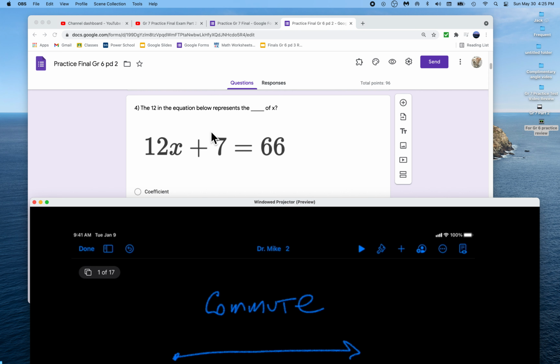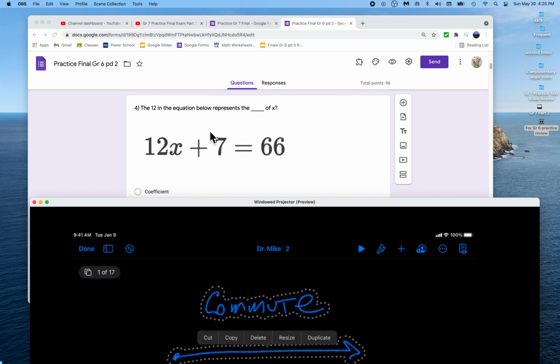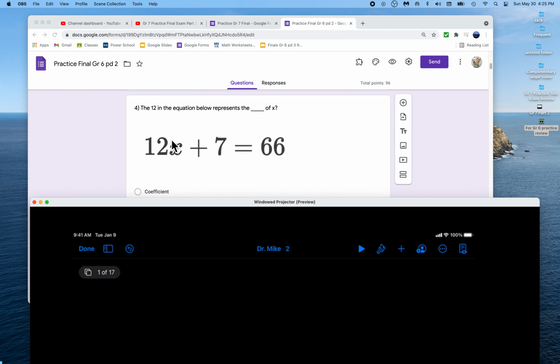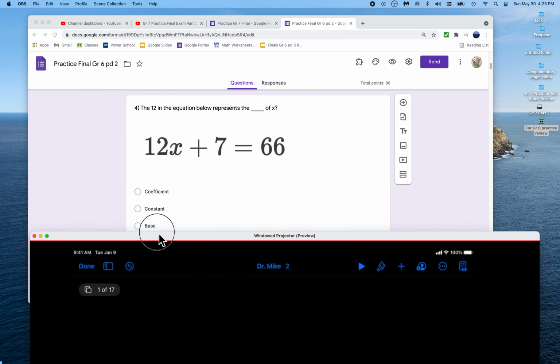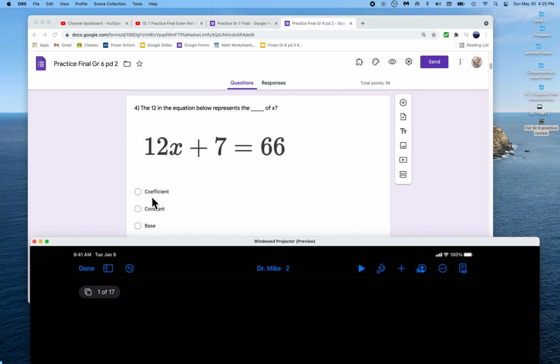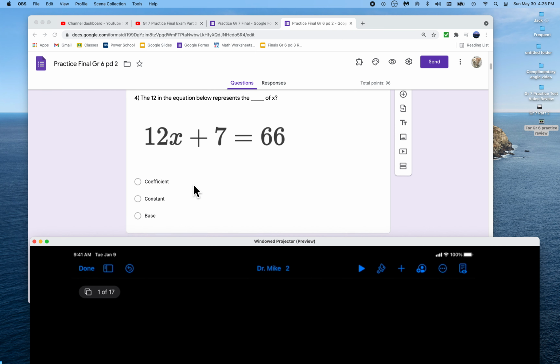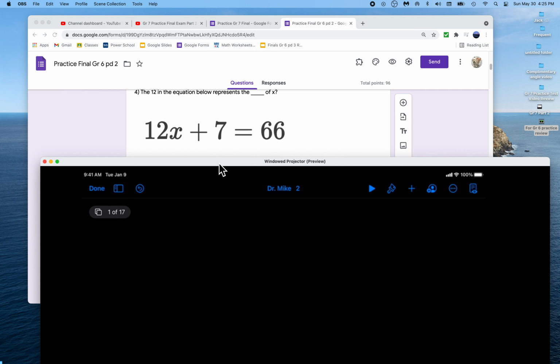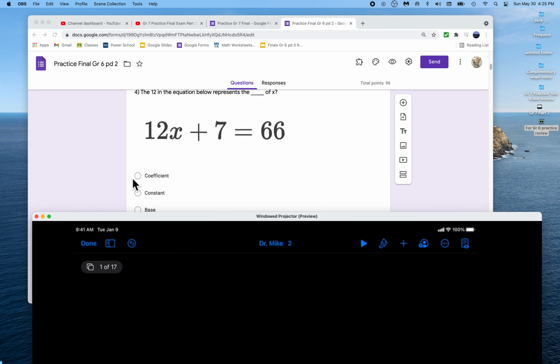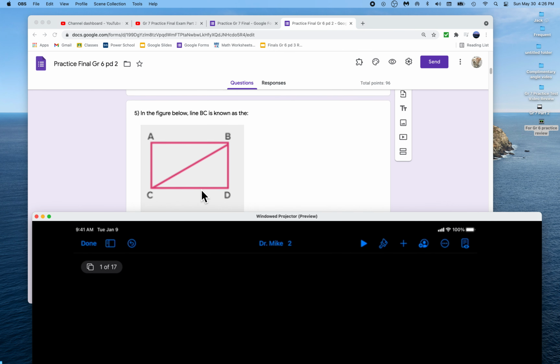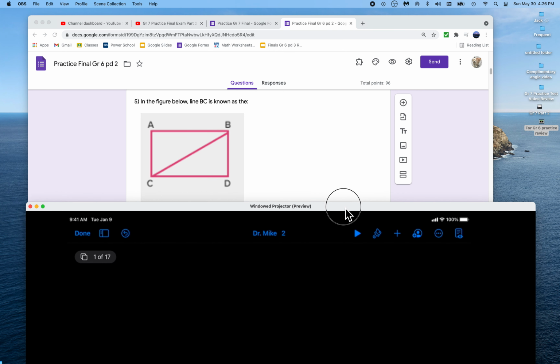Next one. The 12 in the equation below represents the what of x? The answer is the coefficient. The way I like to remember it is that coefficient's the co-captain along with the variable, but one of the students in our class, an extremely intelligent, articulate student, suggested that the word coefficient sounds like coffee, and coffee and cream go together, or people love their coffee, and that's why it's associated with the variable. I think I like the student's suggestion better than my own.